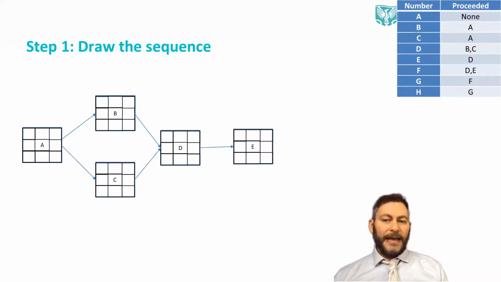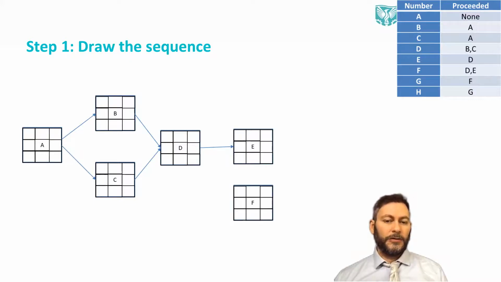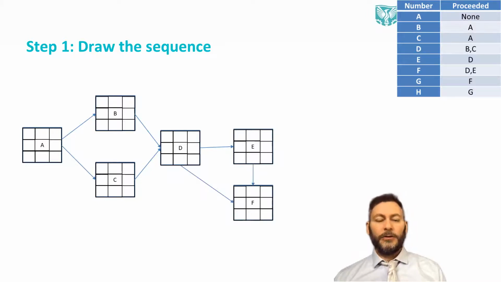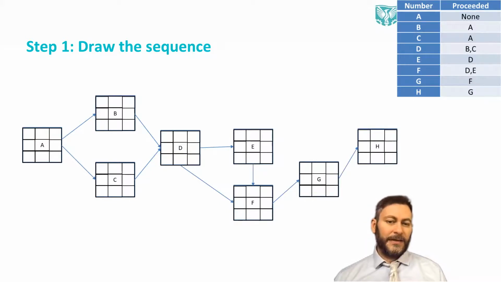Now we go to activity F, and activity F is a little bit odd. Activity F has to wait for D and E to finish. So look at the diagram there. We have D and we have E, and activity F will have to wait for both of them to finish to start. So we put activity F and we'll put the arrows like this. Finally, no, not finally, we still have activity G. G has to wait for activity F to finish, so we put it there. And then finally we have activity H, which has to wait for activity G to finish. And that's how we draw the sequence of our diagram.